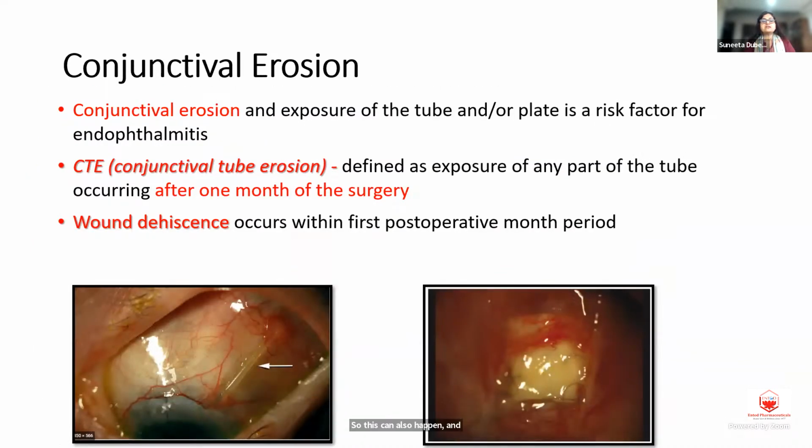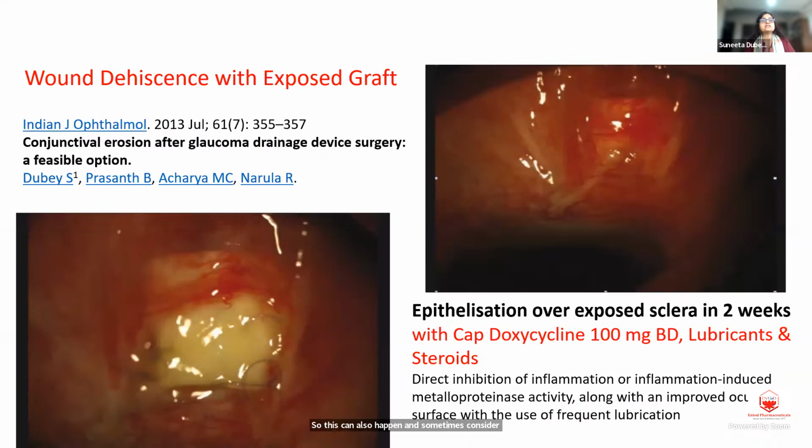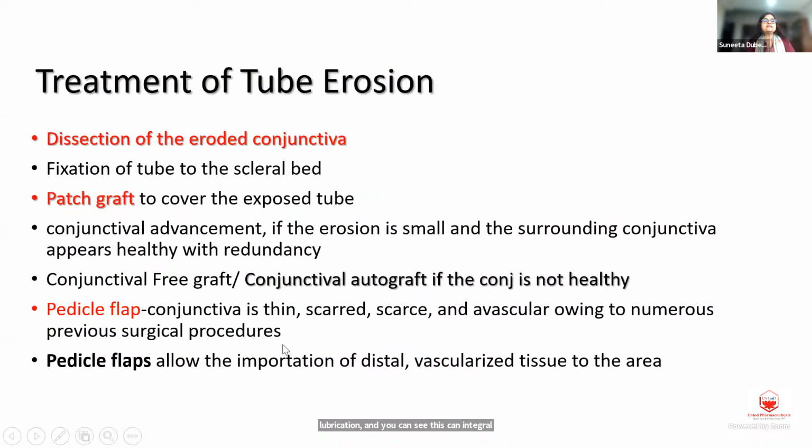And sometimes conservatively, you can give doxycycline and a lot of steroids and lubrication, and you can see this conjunctival defect, which is the conjunctival erosion, which gets healed. Sometimes 2 to 3% of the patients can get tube erosion, and tube erosion is common in high-risk eyes, and the eyes which have undergone multiple surgeries. So the tube erosion can also take place.